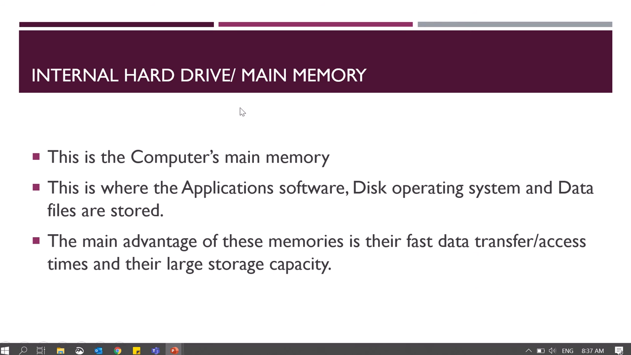The internal hard drive is the main memory of the computer. So whenever we say main memory, internal hard drive, it means the same thing. And this is where all the application software is stored, the disk operating system is stored, and all the data files are stored. So whenever you save a file, your main Windows operating system, any apps you have, all of this is stored in the main memory, which is also called the internal hard drive. The main advantage of the main memory is that it has a fast data transfer or access time and a large storage capacity.